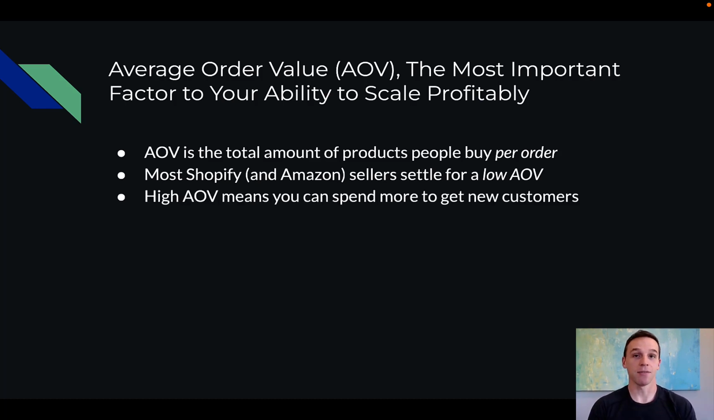A high average order value means that you can spend more to get new customers because people buy more stuff up front. And so if you can get customers at a price that's less than the amount of profit you make per order, then you can keep spending more money to get more customers.